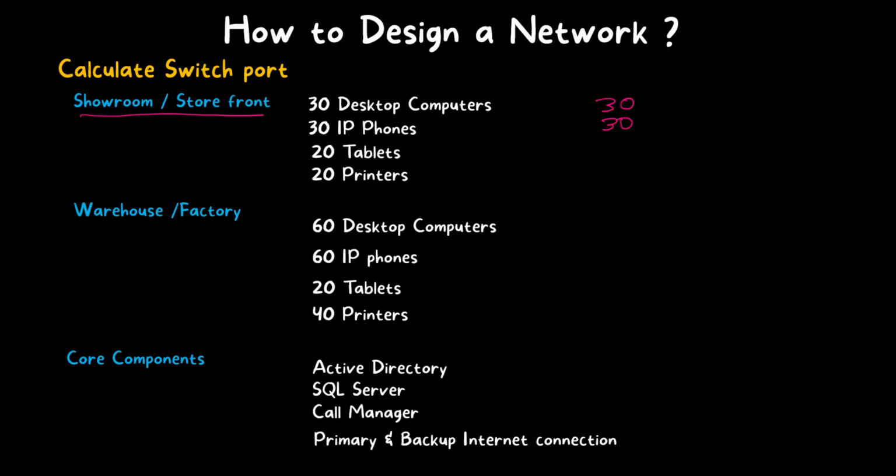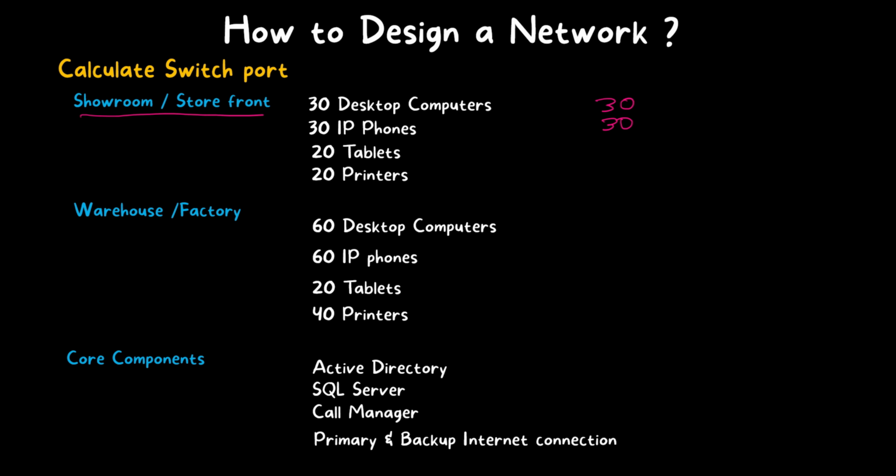Now there are 20 tablets. How are we going to connect the tablets to the network? The tablet doesn't have a network port. So we have to consider the Wi-Fi network here. So to connect the 20 tablets, we don't need cables at all. But we need to consider the Wi-Fi network in that area. So to get the Wi-Fi network, we should install Wi-Fi access points there.